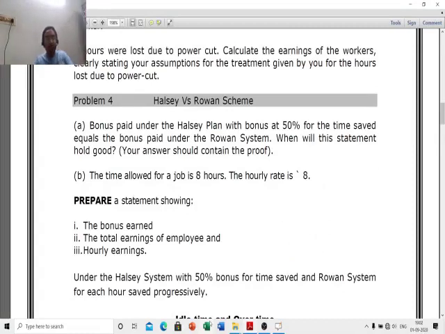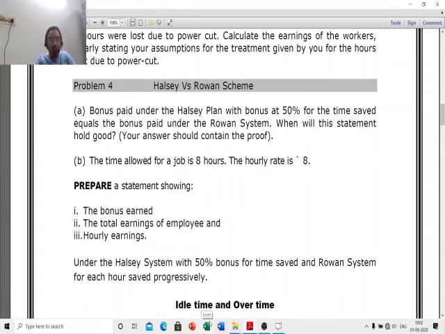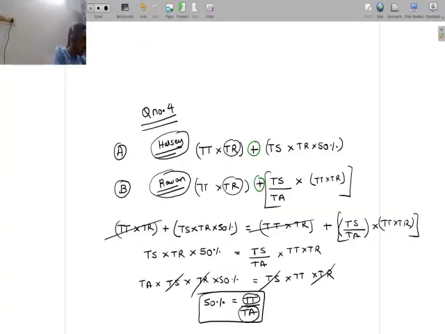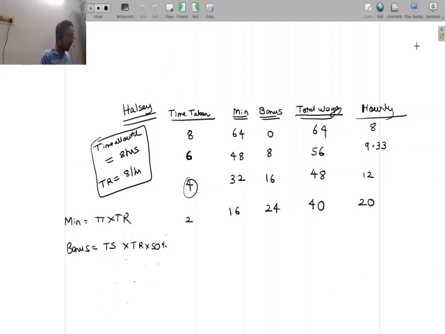Now the second part in fact wants us to prove that. They say the time allowed for a job is 8 hours, the hourly rate is ₹8. Show the total bonus earned, the total earnings of an employee and the hourly rate under the Halsey system and the Rowan system for each hour saved progressively. Okay. So now you see a table in front of you.